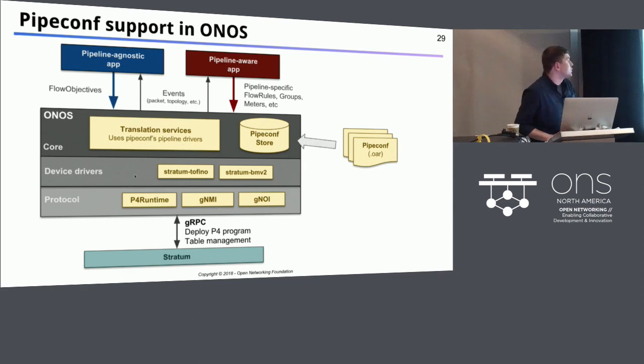Then today we have 2 device drivers. We have Stratum Tofino and Stratum BMV2. These are Stratum drivers with some variation in the way we push the pipeline down for Tofino or BMV2. And as I explained before, these two Stratum drivers are based, again, on these three interfaces, so P4 Runtime, gNMI, and gNOI.